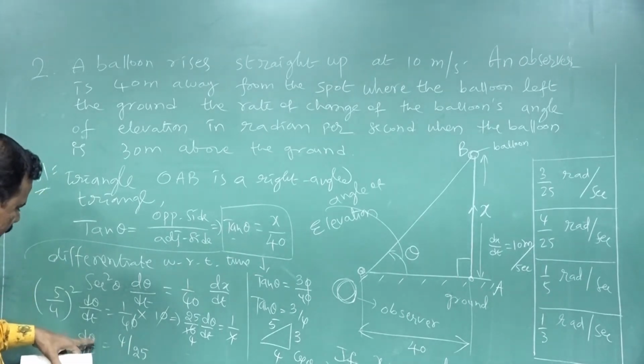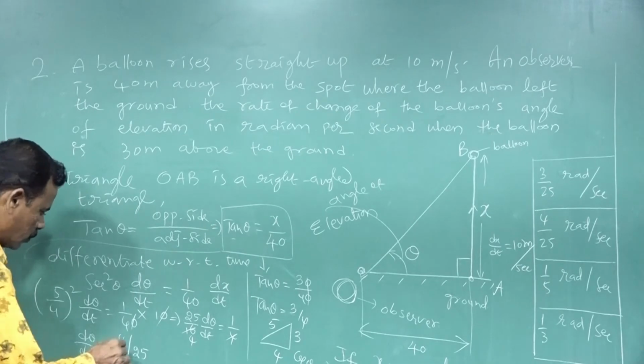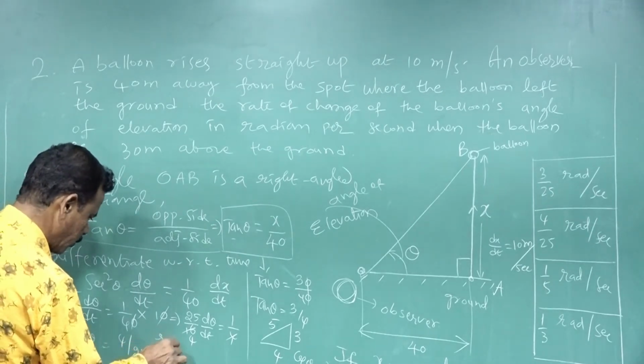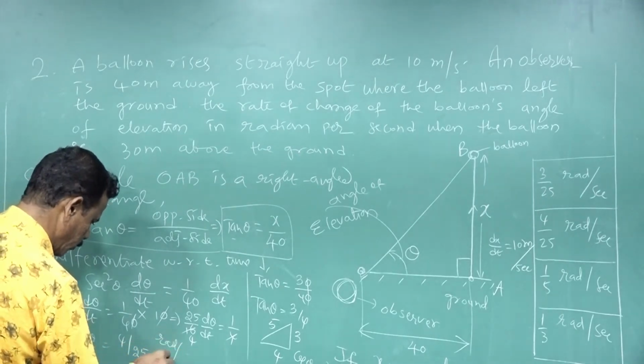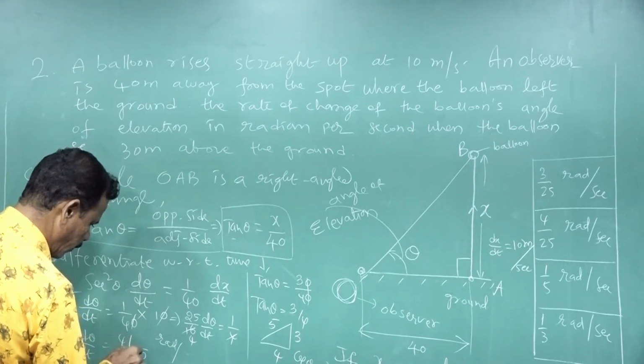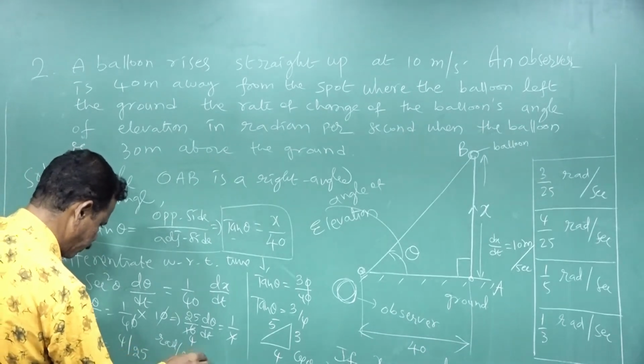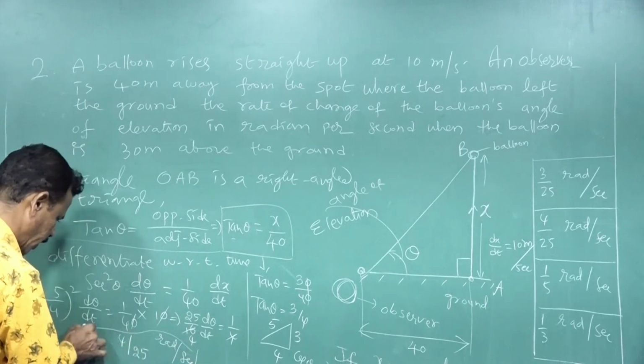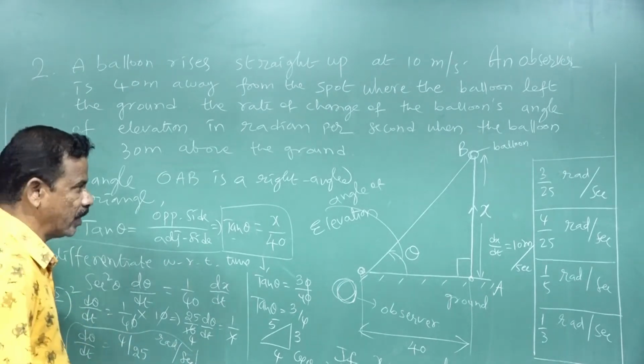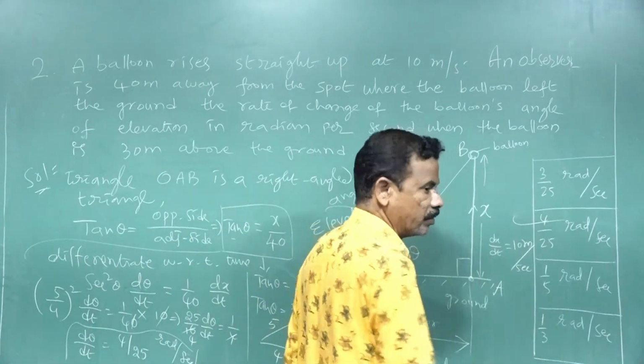This is theta in radians, t in seconds. So 4 by 25 radians per second. This is the rate of change of angle of elevation. 4 by 25 is the right option.